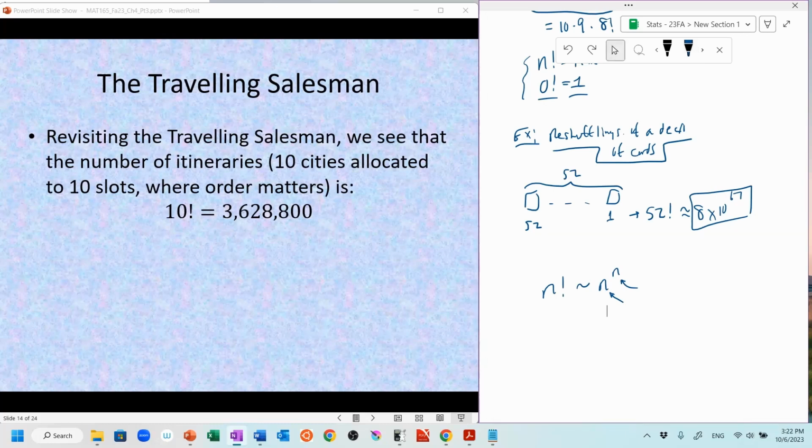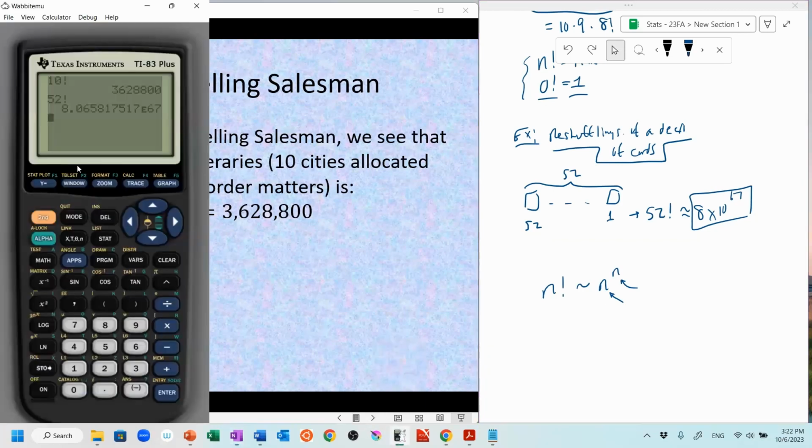So if we even went up to, say, 20 factorial, if our salesman had 20 cities to visit instead, all of a sudden, instead of 3.6 million itineraries, he's got 2 times 10 to the 18th itineraries.